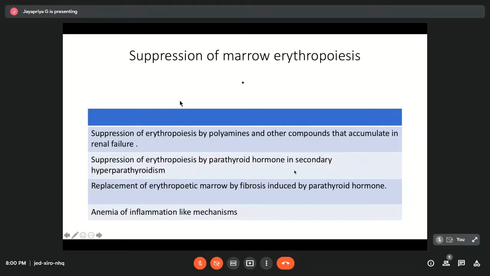Secondly, an important complication of chronic kidney disease is secondary hyperparathyroidism because of abnormalities in calcium levels. Usually patients in chronic kidney disease can develop secondary hyperparathyroidism. This parathyroid hormone can directly suppress erythropoiesis. Also, secondary hyperparathyroidism can result in bone marrow fibrosis, and that will result in suppression of erythropoiesis.